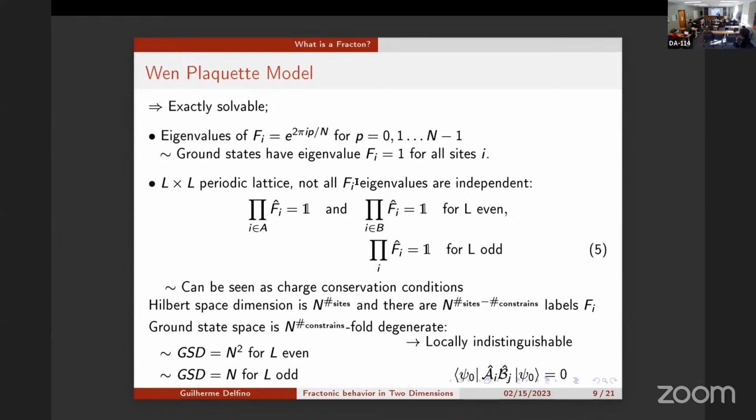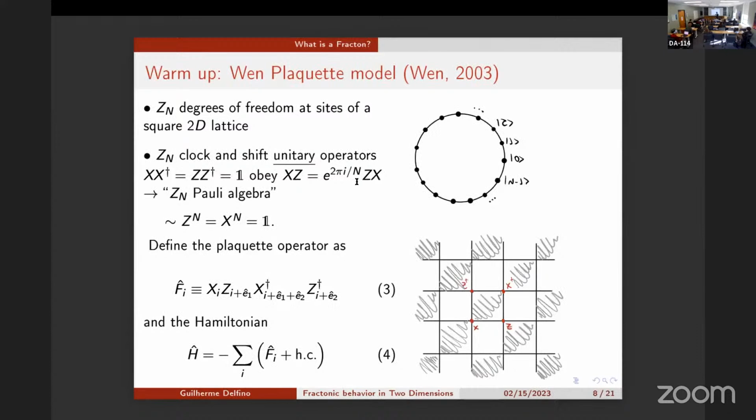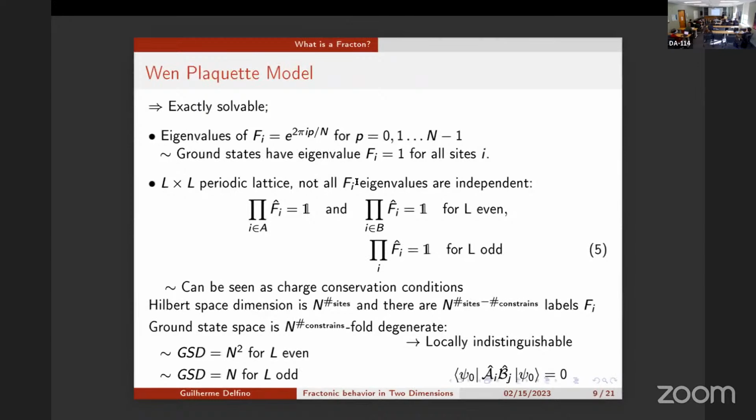Because of this minus sign here in the Hamiltonian, if you want to describe the ground state space, we want just the plus here in this Fi. That is, we want all the local Plaquettes to be here at the 0 hour on our clock. So this defines the ground state, right? It's just the states that have Fi equals one for all the sites.